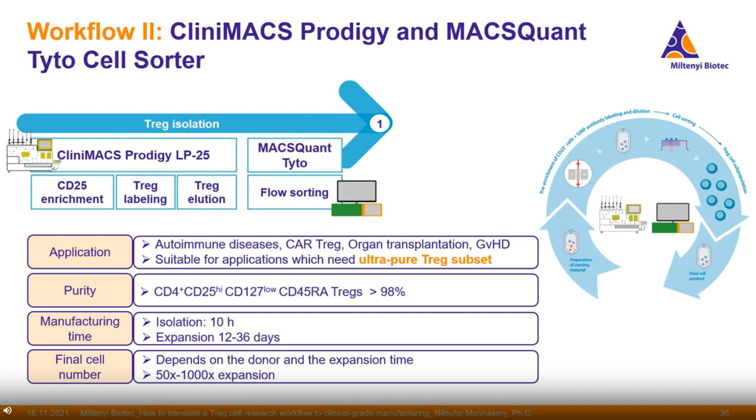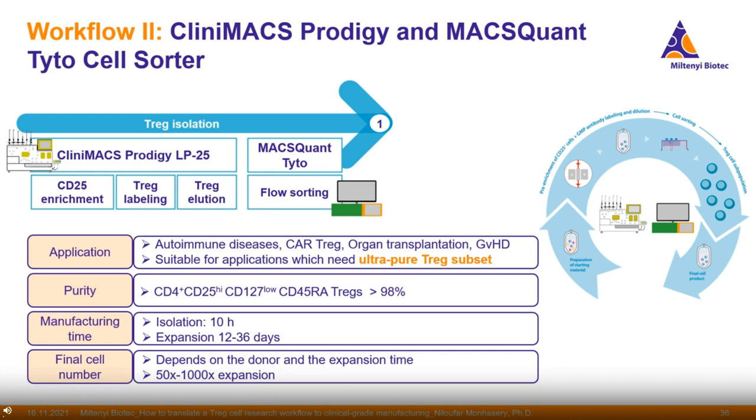And this application is mainly used for autoimmune diseases, for producing CAR Tregs. In organ transplantation, you need to really isolate specific antigen-specific Tregs, reaching ultra-pure Tregs, and for GVHD. In summary, it's really suitable for applications which need an ultra-pure Treg subset. And in this approach, you can reach over 98% purity.